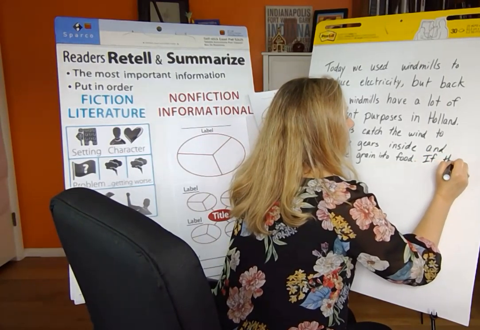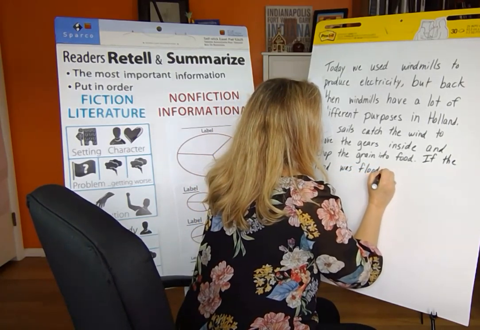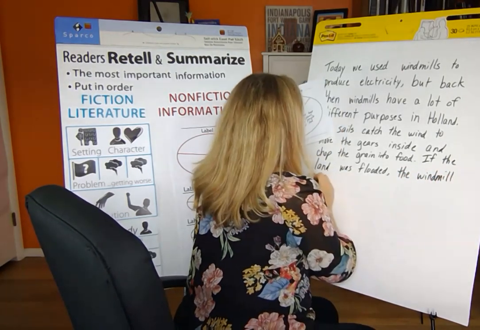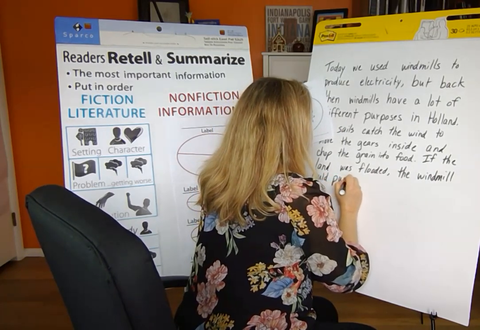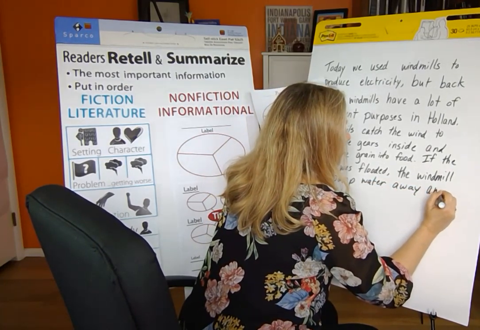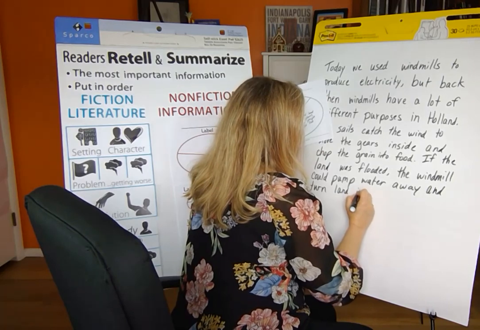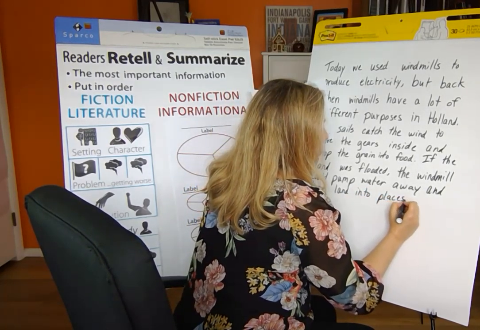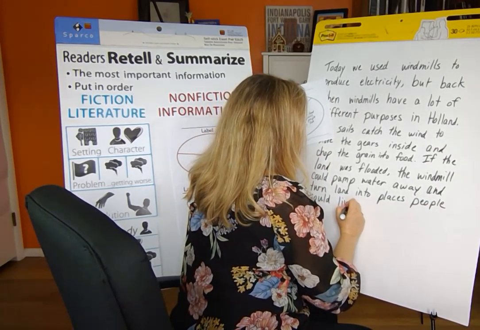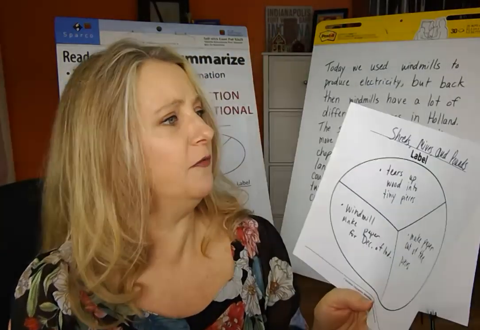If the land was flooded, comma, the windmill could pump water away and turn land into places people could live. Wow, this is just seeming so easy once I collect all the details in the oval.